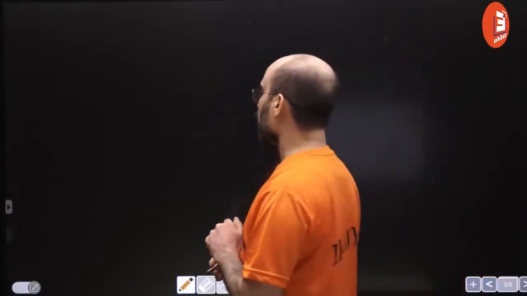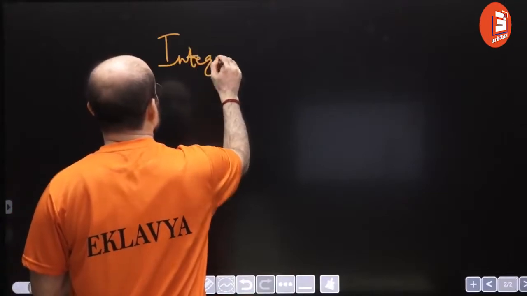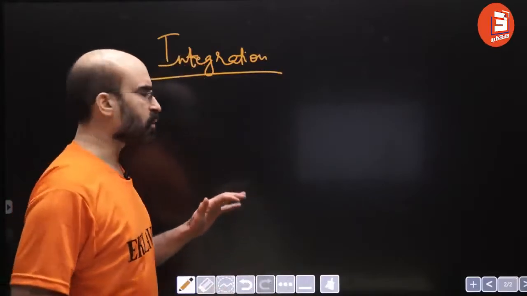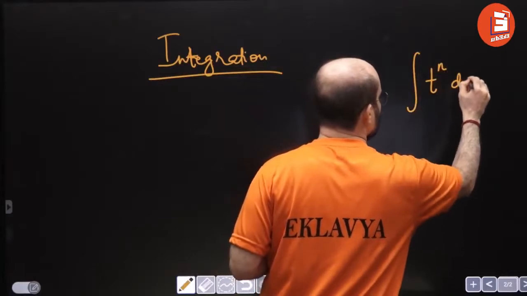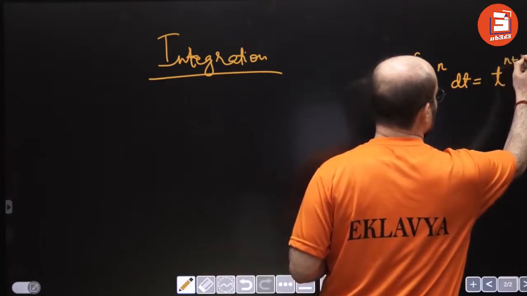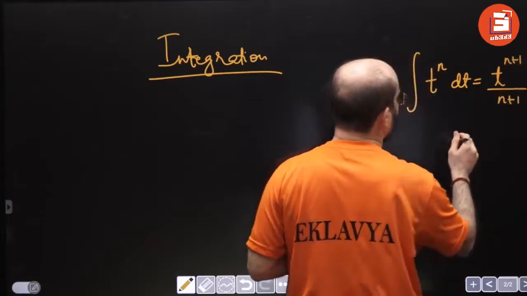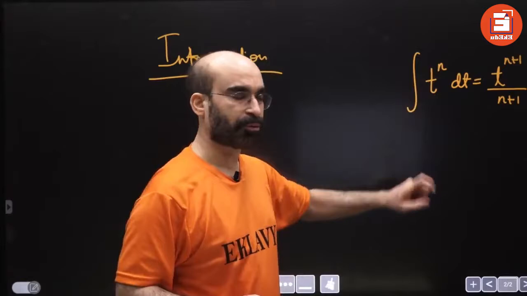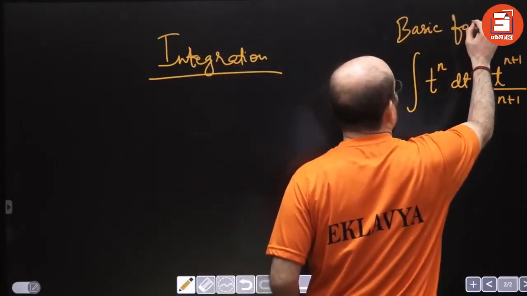Let us quickly understand what integration is. Nothing much is needed here, just a simple formula: the integral of t raised to power n into dt gives us t raised to power n plus 1 divided by n plus 1. What is n here? n is the exponent. So this is what we need to use. This is the basic formula of integration.